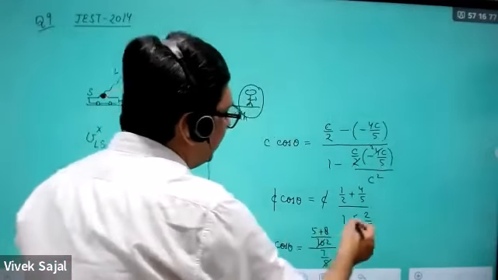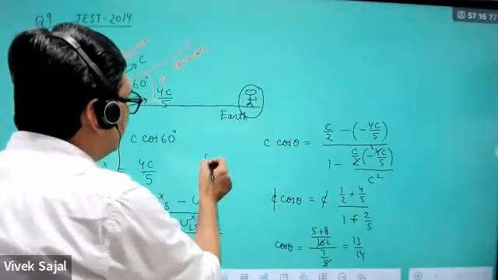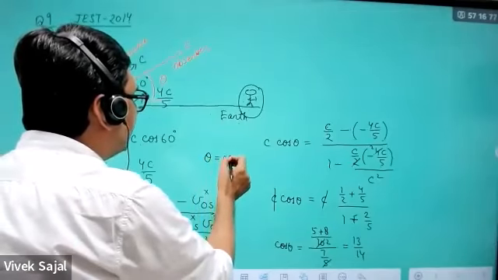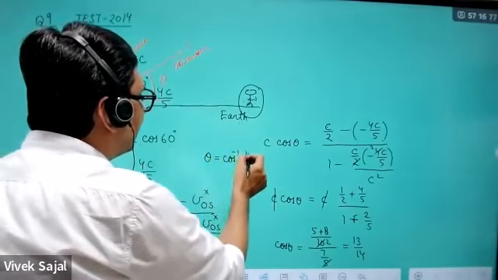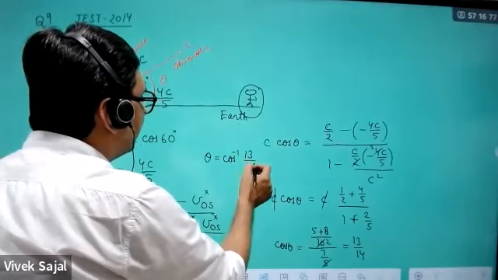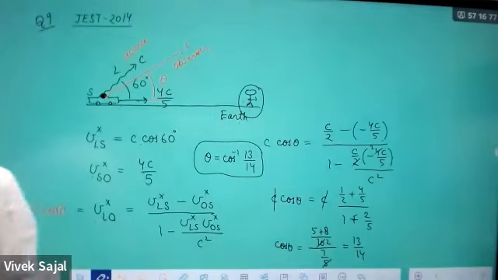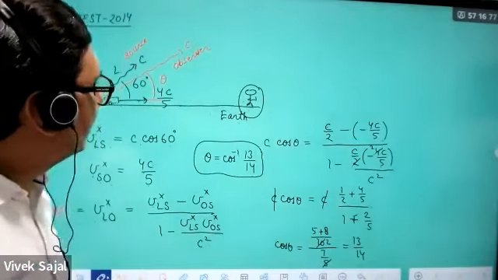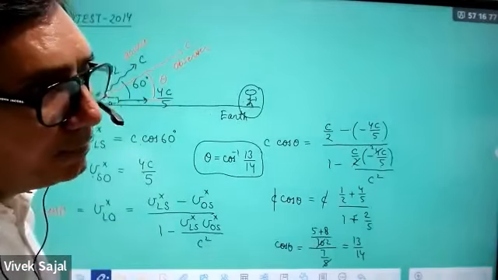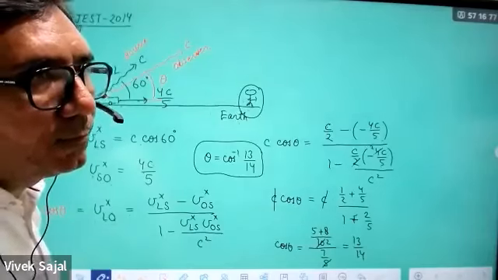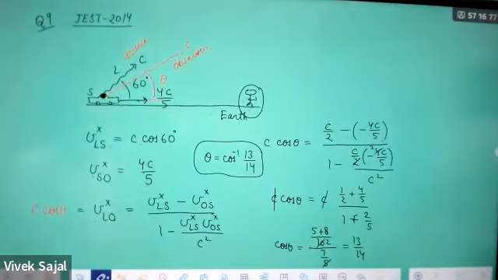So what will be theta here? I'm writing here theta will be cos inverse of 13 by 14. This would be the answer, beta. Cos theta should be 13 by 14. This is the answer, the correct answer. Is this clear to everyone? Yes, sir. Good, beta.